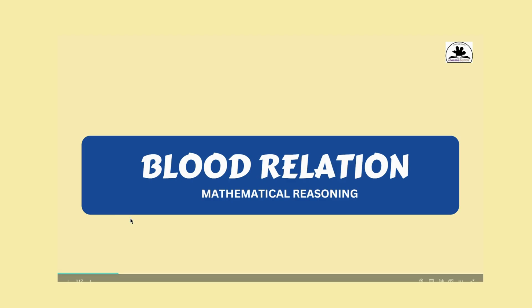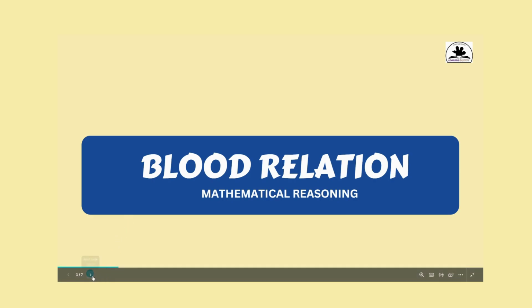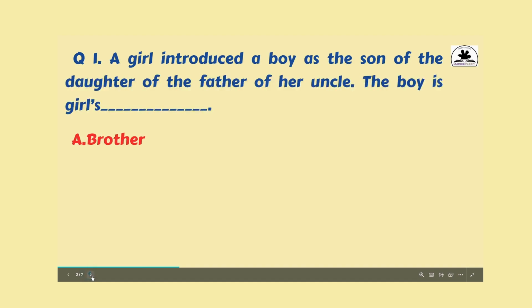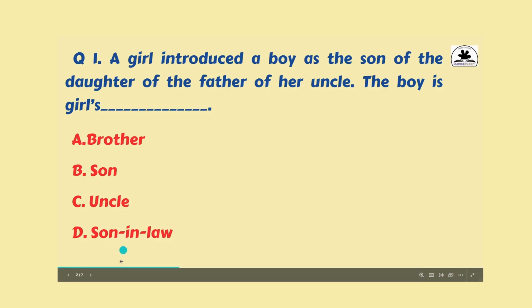We are going to see some blood relation type questions, which are a part of mathematical reasoning in UGC NET exams and many other exams. So here is the question. A girl introduced a boy as the son of the daughter of the father of her uncle. The boy is the girl's dash: brother, son, uncle or son-in-law.